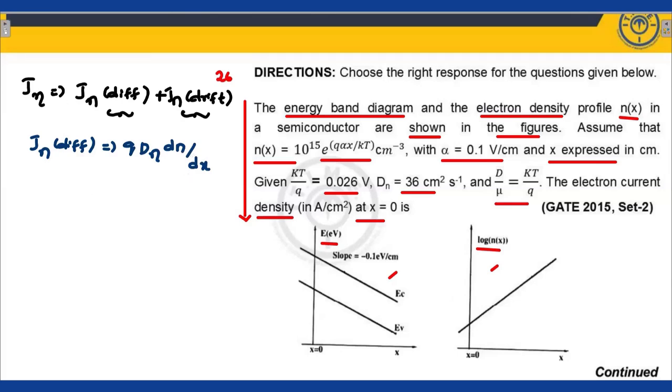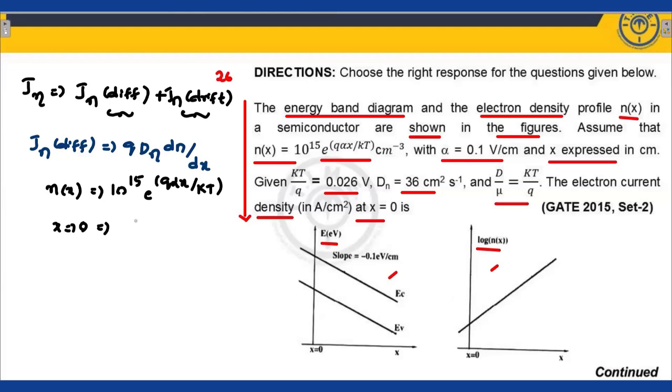Here n of x is equal to 10 power 15 e power q alpha x by kT. This is the n of x value, my dear students. You only have given this particular value. First of all, I am doing one by one in a detailed manner. Put x equal to 0.